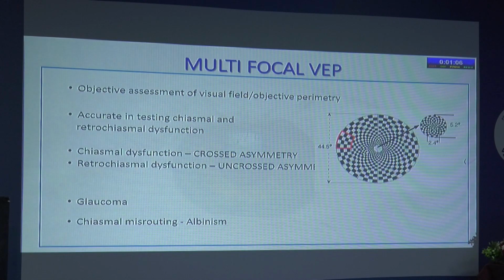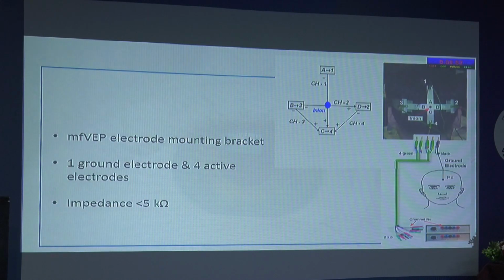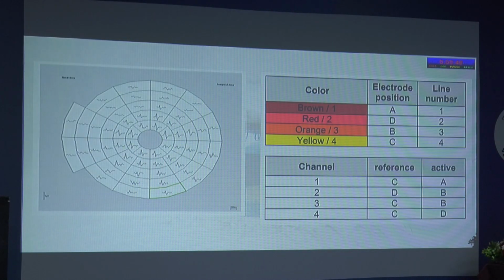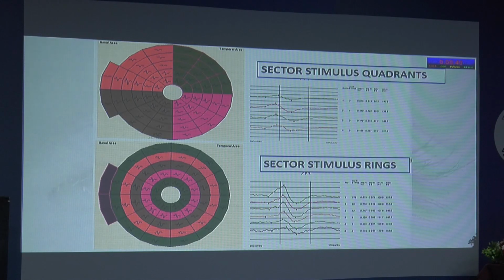Multifocal VP has come up recently. Here this is an objective assessment of visual field or objective perimetry. It can be done in cases with glaucoma and chiasmal misrouting like in albinism. Here there is a bracket with 4 active electrodes and a ground electrode, and the output comes very similar to the multifocal ERG. It can be in a sectoral form or it can be in a ring form.